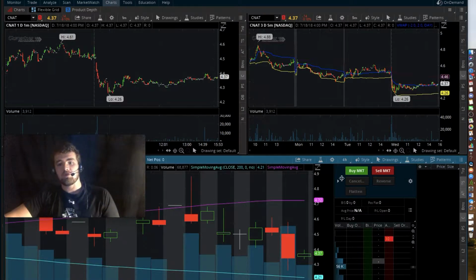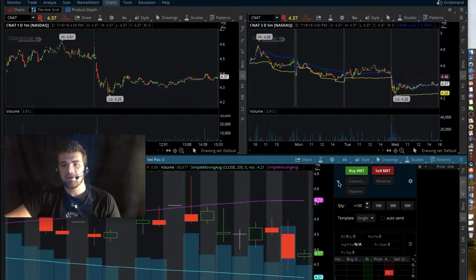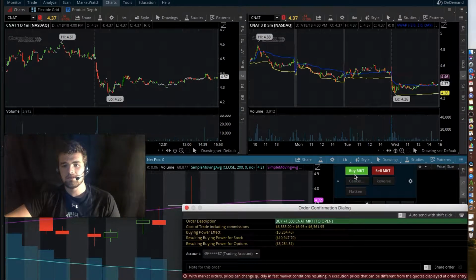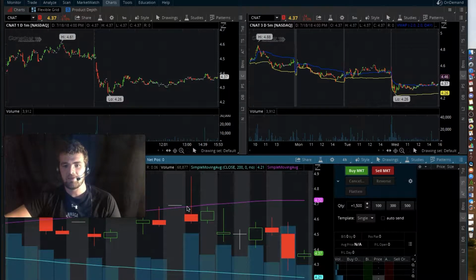All right, so over here we have our active trader. How to use it is you click this little pointed arrow, and you can see how many shares you want to buy. So if I want to buy 1,500 shares, I would click it, and then I would click buy, and then this would pop up right here, and then I would click send. I'm not going to do it because I don't want to buy this stock right now.